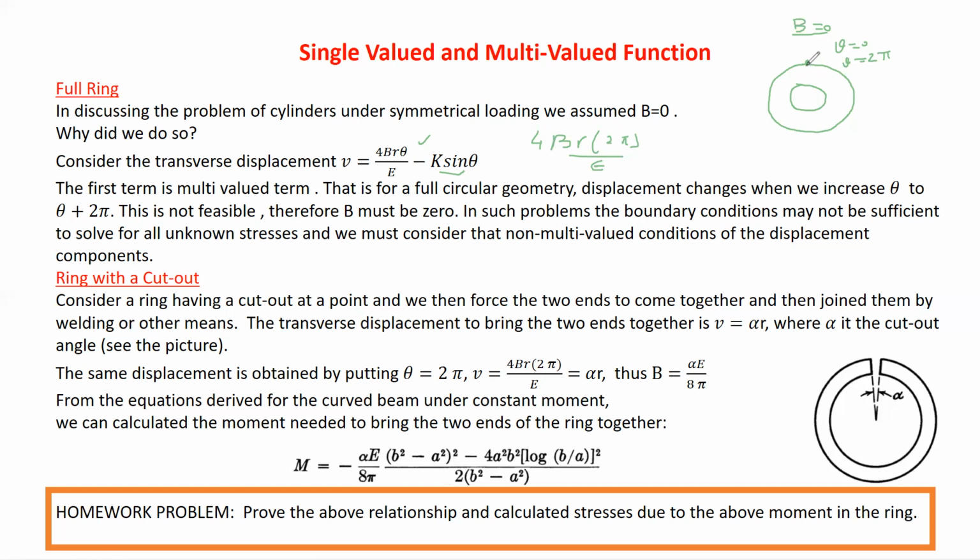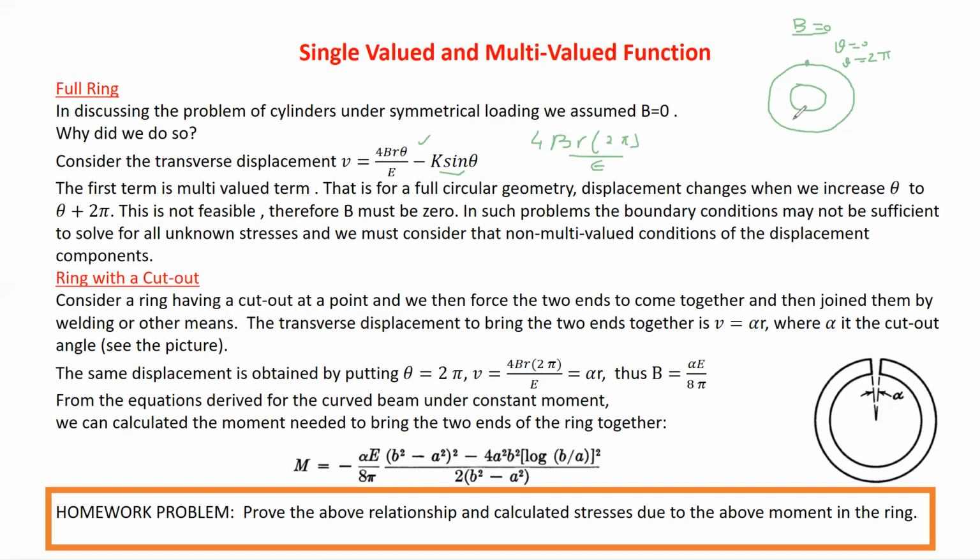So at the same point on the same cylinder, I should be predicting by this equation different values. It is not possible. Therefore, B should be equal to 0 for the full cylinder. That's why we assume B is equal to 0. So we realize that is some basic thing that we discover at this time, that boundary condition will satisfy constants of integration for the stress will be calculated.